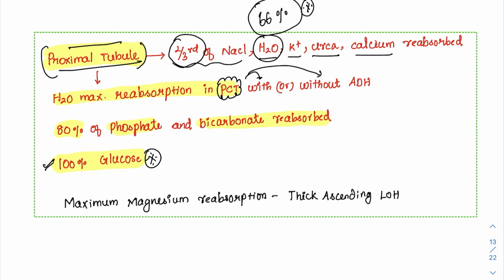Then there is one more question, where is the magnesium reabsorbed? Because we saw maximum for most of the substances in the PCT. The magnesium is maximally reabsorbed in one portion, that is the thick ascending loop of Henle. So this could be a potential question because only the thick ascending loop is the one which is reabsorbing the maximum amount of magnesium.